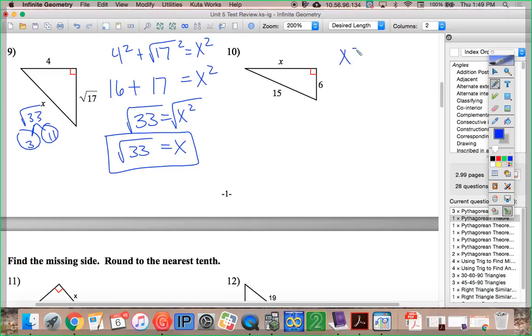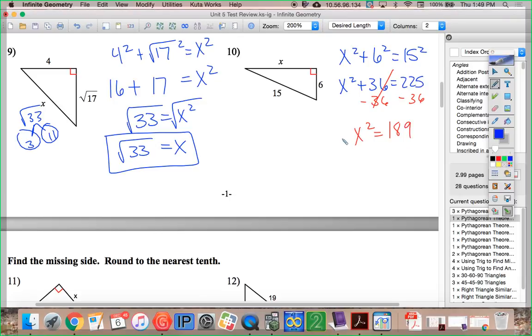This one's x squared plus 6 squared equals 15 squared. Now this is where you're going to have to subtract because the x is not the hypotenuse. So I'm going to go ahead and square them. Then I'll subtract. Let me change colors. So I get x squared equals, let's see, 225 minus 36 is 189.